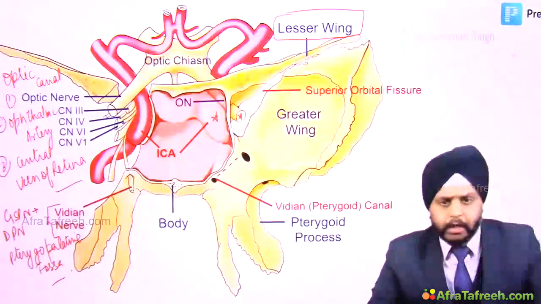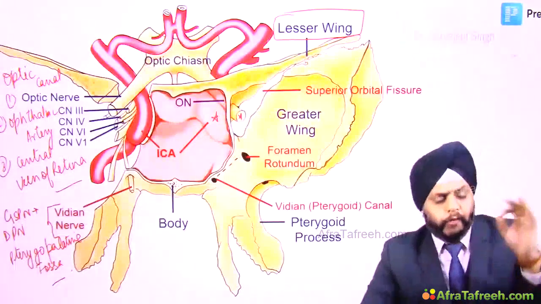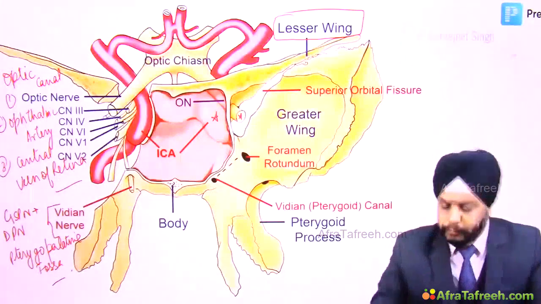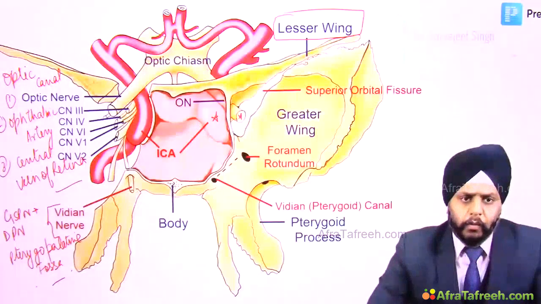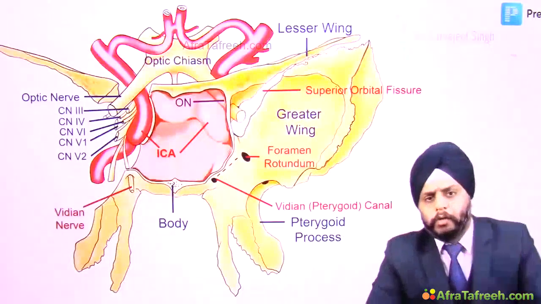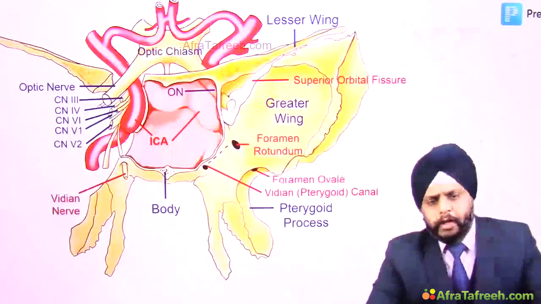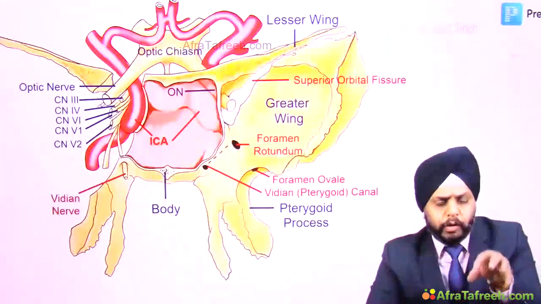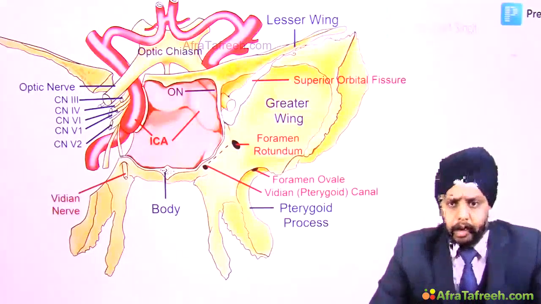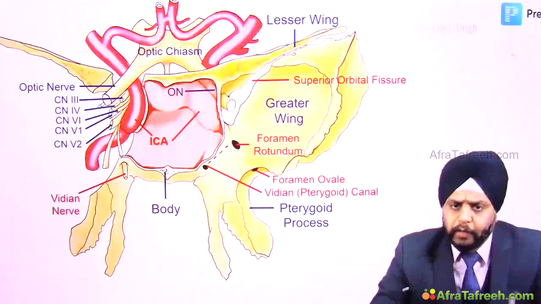Now above the Vidian canal, we have over here an opening that's known as foramen rotundum. Now what passes through it? We have the maxillary nerve, that is the V2, the second part of the trigeminal nerve, it comes out of the foramen rotundum. All right, we can also see a foramen ovale. Only a small shadow is seen over here. It is below, so we cannot see it clearly. We know that the V3, the mandibular nerve, passes through the foramen ovale.